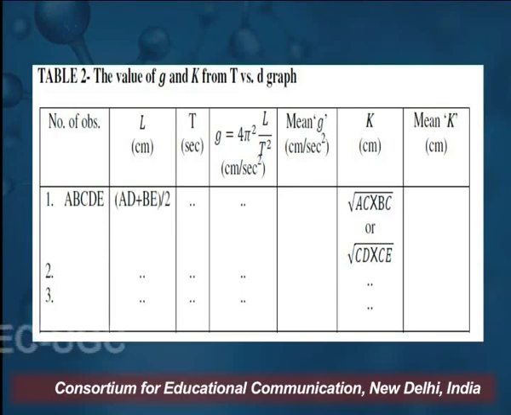Similarly, the K, root of AC into BC, or we can take CD into CE, that we calculate by using the scale from the graph. Then we can take the mean of this K.